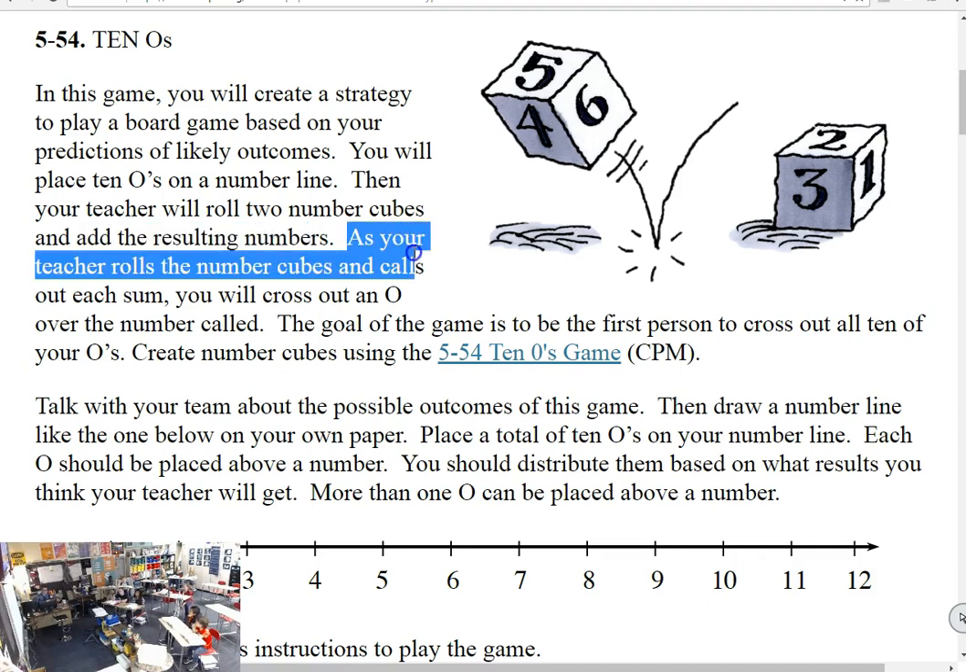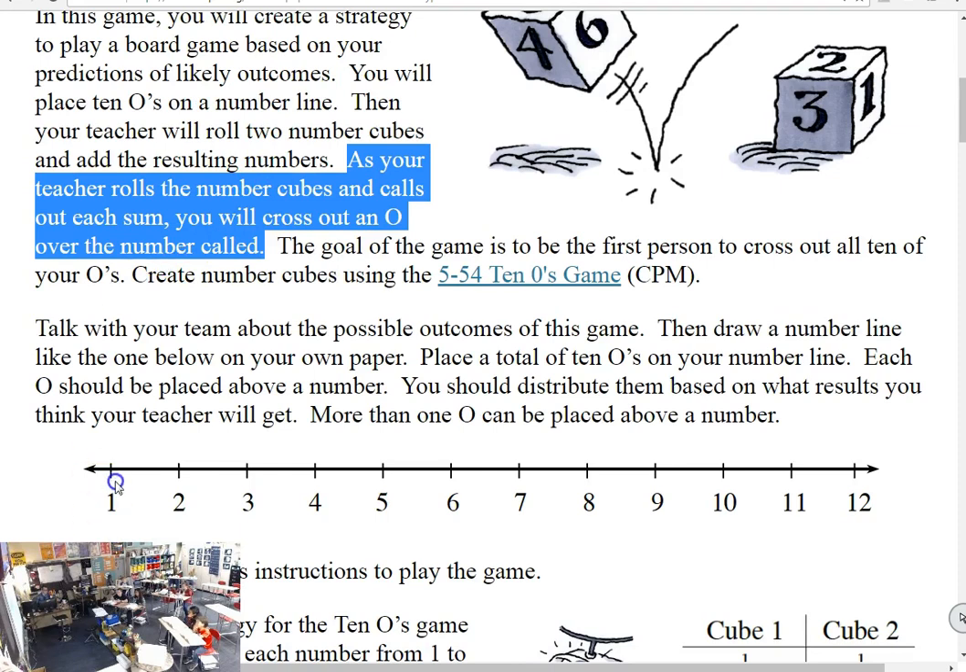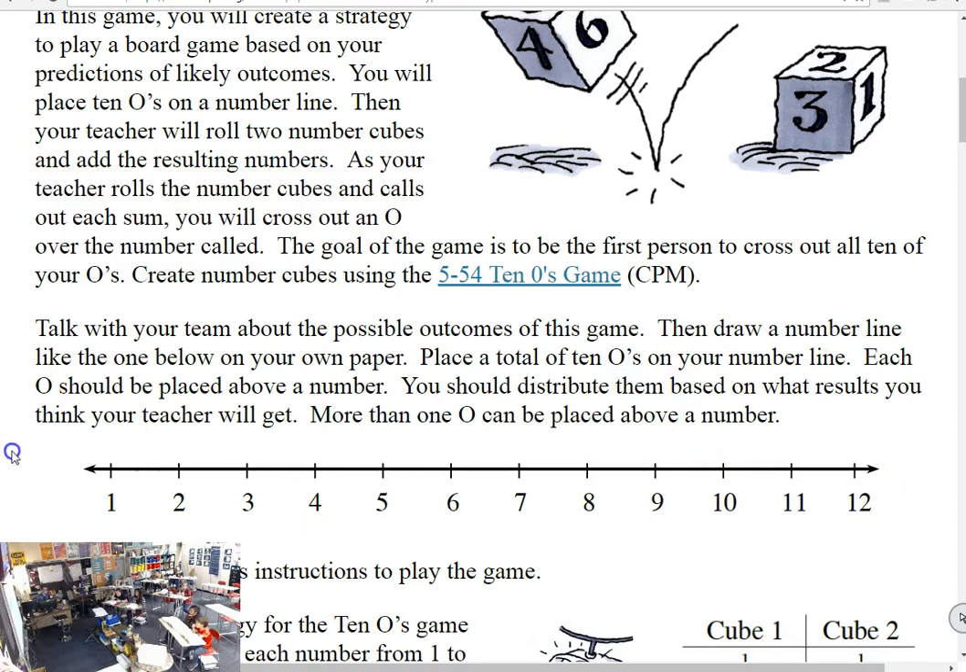As we roll the number cubes and call out the sum, and you might just do this on your own, we'll cross out an O over the number called. So whatever numbers we get, we're going to get rid of. So why do I have this number line right here? Why do I have 1 through 12? On 2 dice, because that's how many numbers you can get. If I'm going to add up two 6-sided dice, the most I can get is 12. Okay, so draw this number line in your notes.